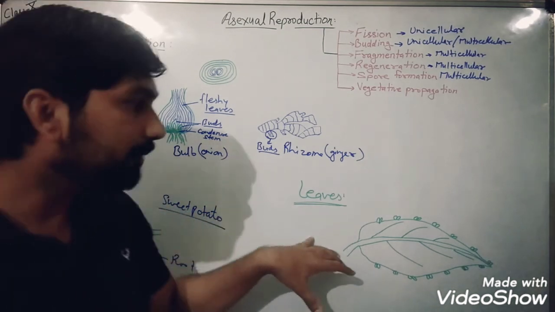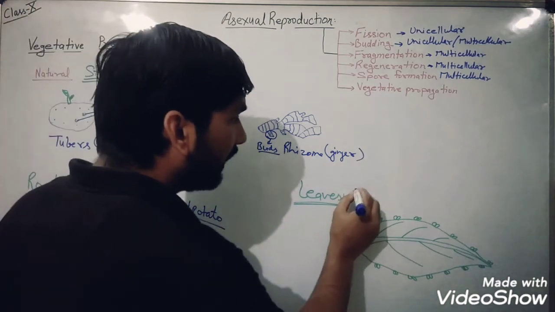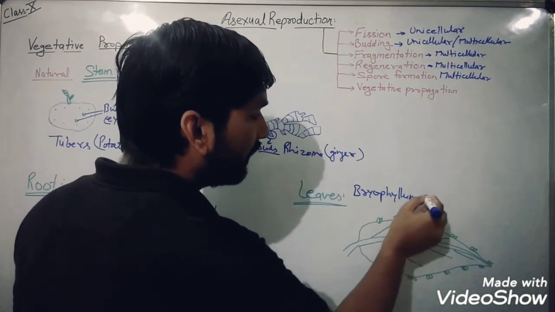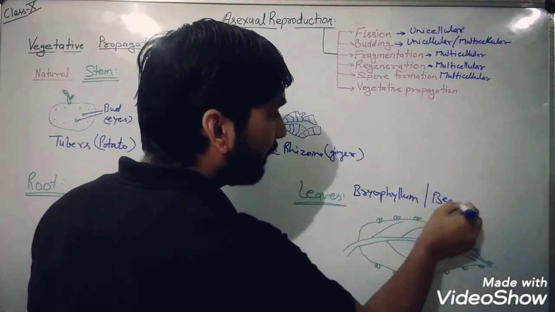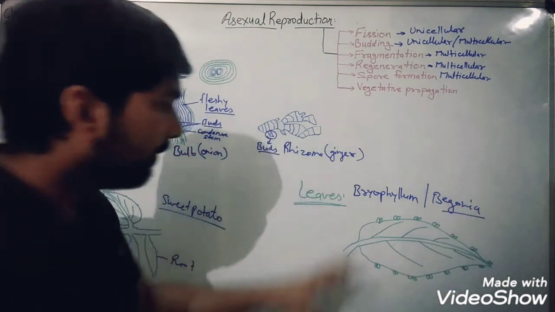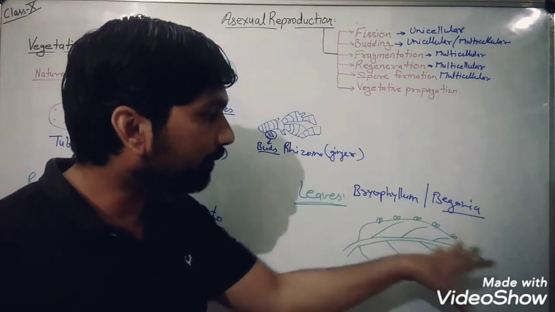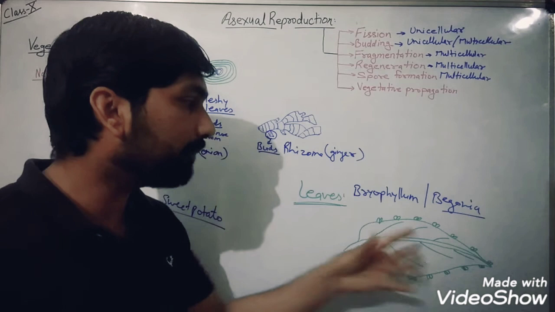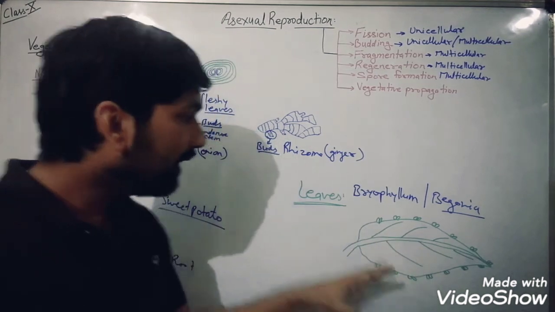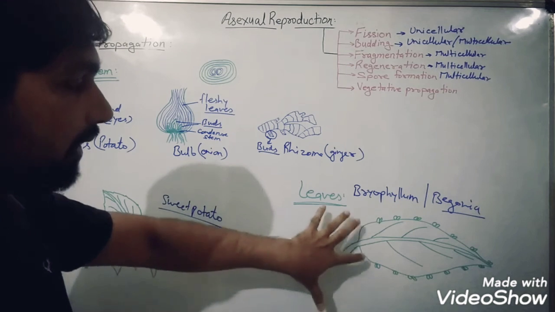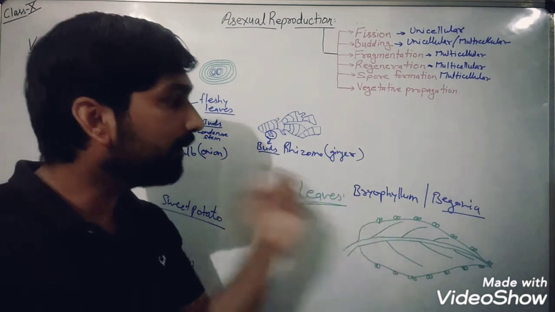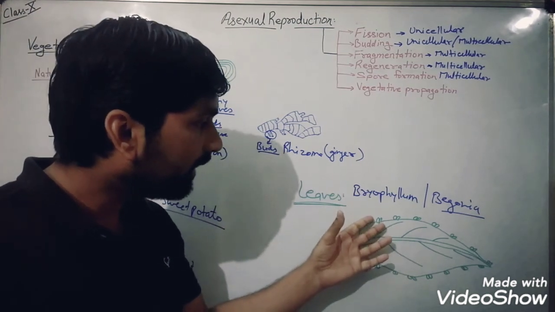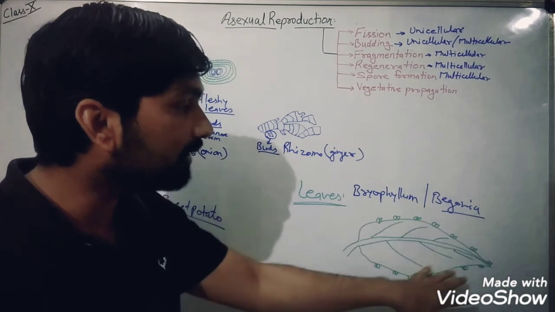And when we talk about the leaves, there we can see the example of bryophyllum and begonia, where we can see at the margins, at the edges of the leaves, some small buds are going to arise, and each of these buds are capable to grow into a new individual. So this is a process of vegetative propagation where in the species of bryophyllum and begonia, some new plants are going to germinate from the buds which are going to grow at the margins of the leaf.